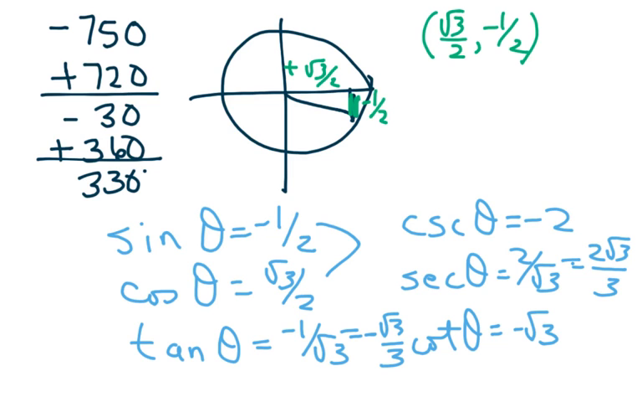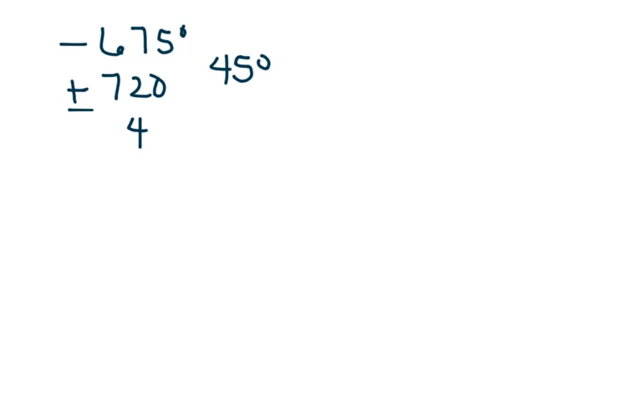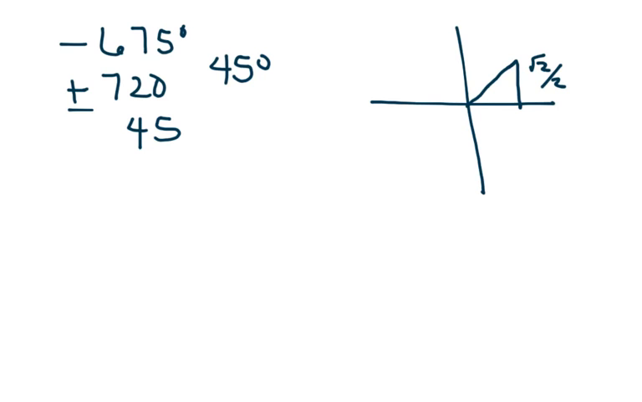Okay, so let's do one more. We're going to do negative 675 degrees. I'm going to go ahead and add 720. So this would be, I'm going to do that real quick. 675, and that gives us 45 degrees. So that equals 45. Now, we know that this is in quadrant 1. And it's a 45, 45, 90. And we know our sides are root 2 over 2 and square root of 2 over 2.